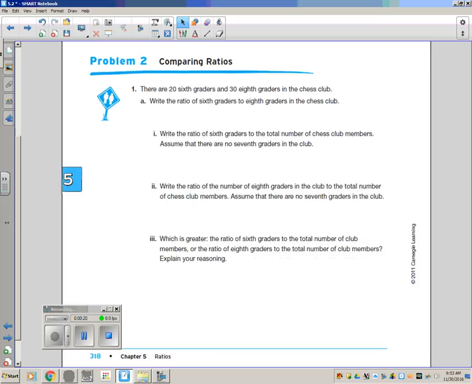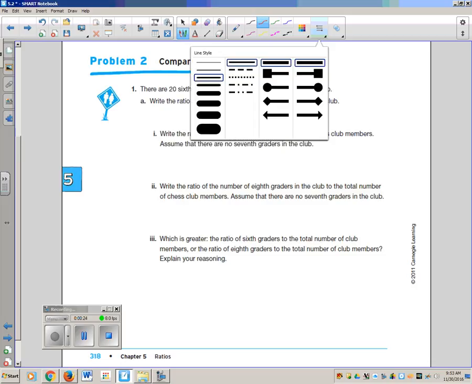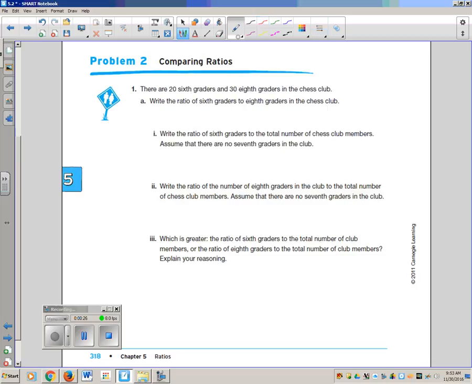Remember yesterday, or on 5.1, we talked about part to part and part to whole. We're going to be doing that again. There are 20 6th graders and 30 8th graders in the chess club. Write the ratio of 6th graders to 8th graders. When you're doing ratios, you've got to make sure you get them in the right order. So 20 to 30. That's one way you could write it. You can use the words 20 to 30, and then also as a fraction.